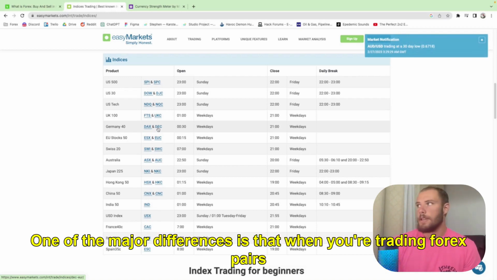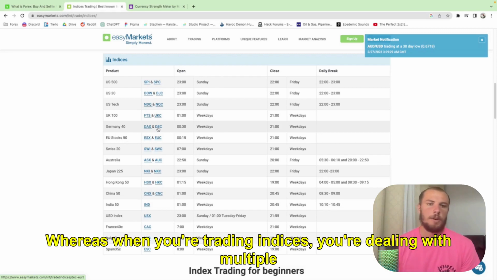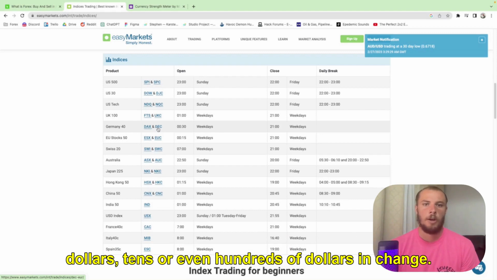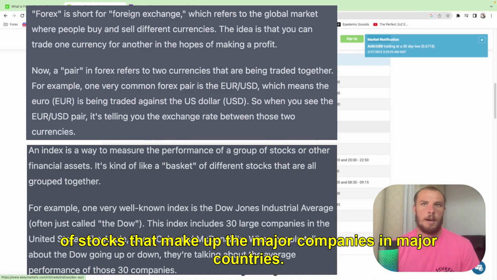One of the major differences is that when you're trading Forex pairs or currency pairs, you're dealing with like 0.0001 decimal place of change. Whereas when you're trading indices, you're dealing with multiple dollars, tens, or even hundreds of dollars in change. Forex pairs is you're trading currencies, and indices is trading groups of stocks that make up the major companies in major countries.